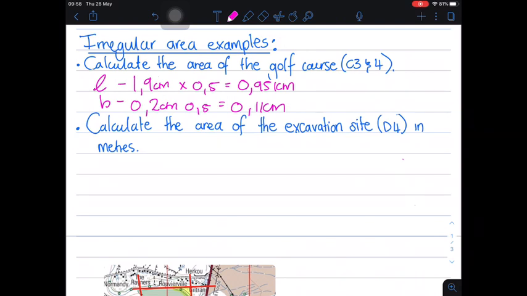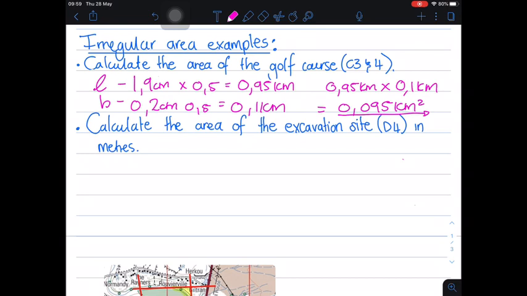Now we can times each of those together. So we can say 0.95, keeping the units, times 0.1. And we'll get an answer of 0.095 kilometers, and remember it's squared.